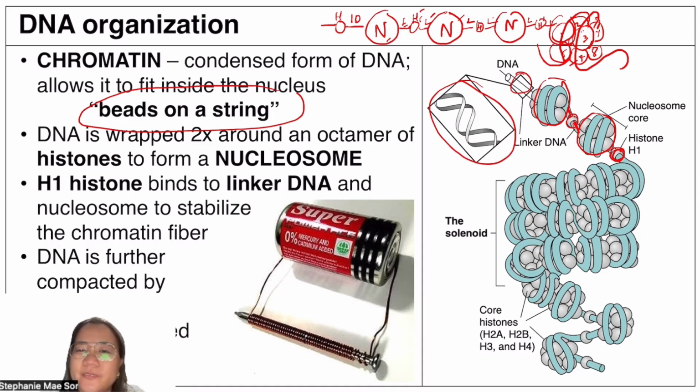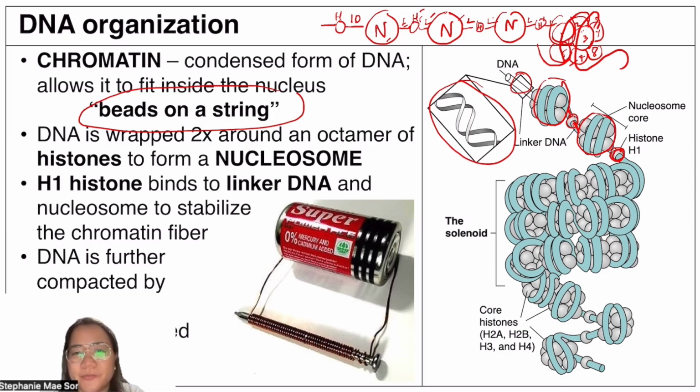Okay? So, ito itsura niyang ganyan. May H1, tapos may nucleosome, tapos may H1, tapos may nucleosome, tapos may mga linker DNA in between. Kaya siya tinawag, ito yung chromatin mo. That's why you refer to the chromatin as a beads on a string. Kasi mukha siyang string, tapos meron kang mga beads. No? So, yung beads mo, yung mga nucleosome core. So, okay, so, then this beads on a string, yung string na yan, is further compacted by winding into supercoils.